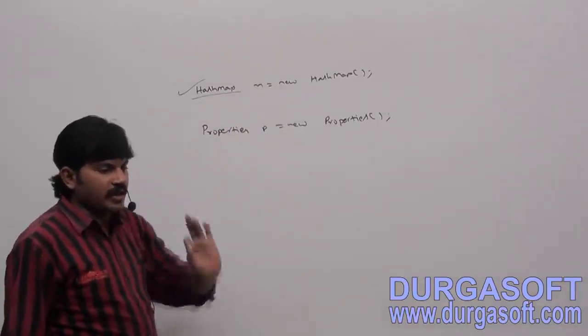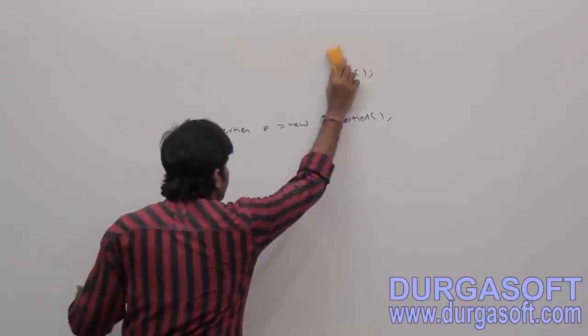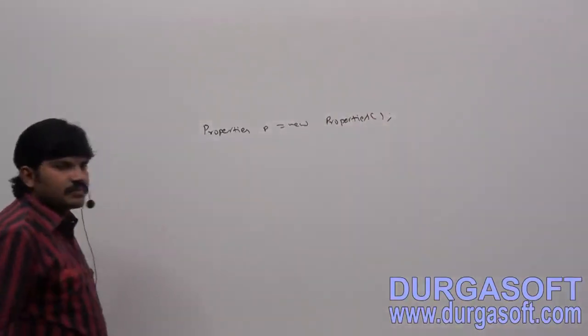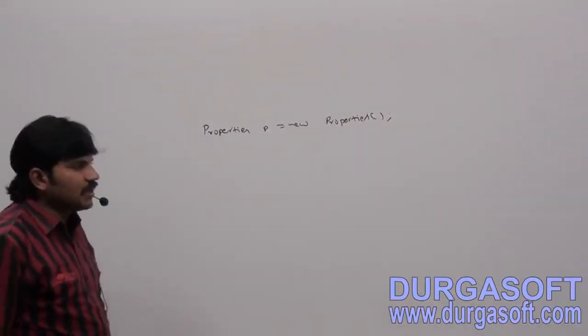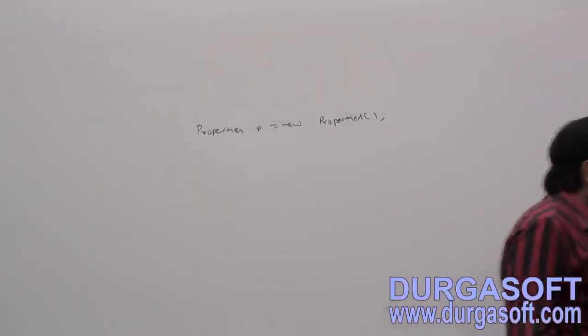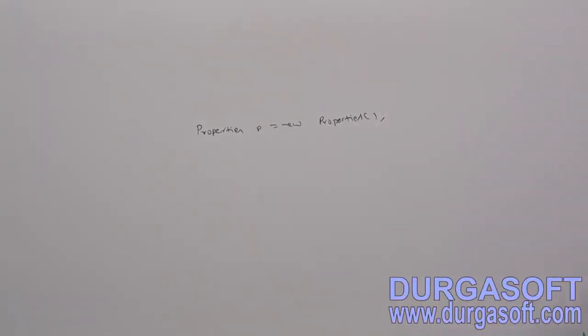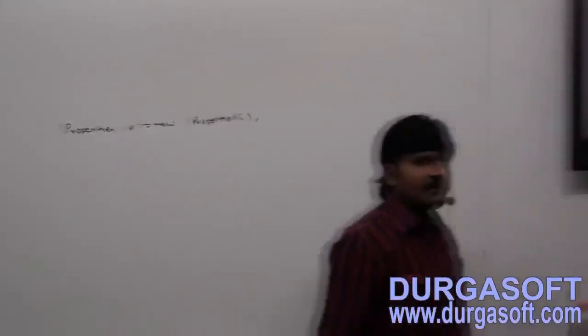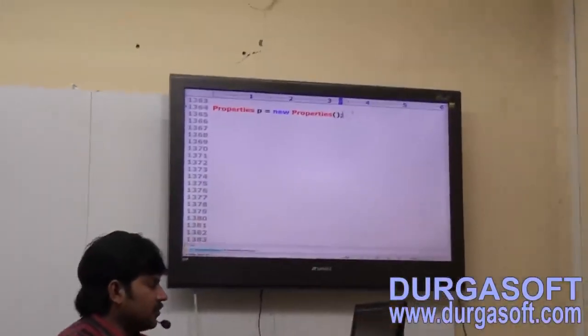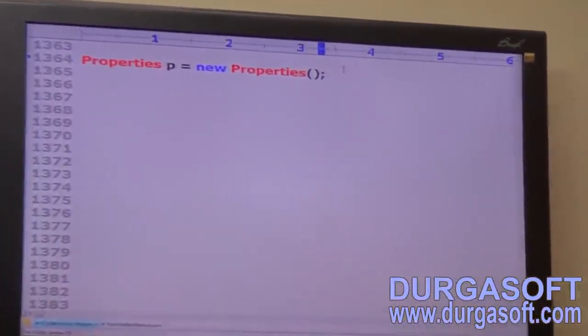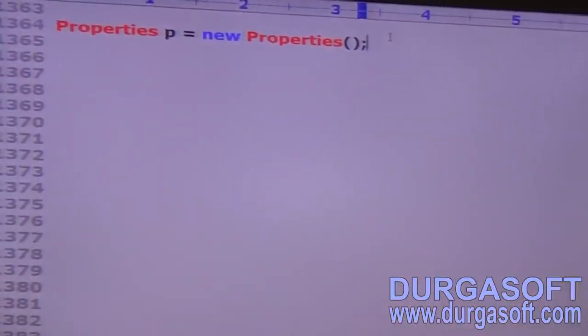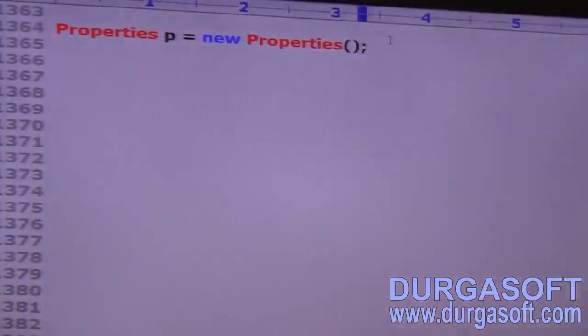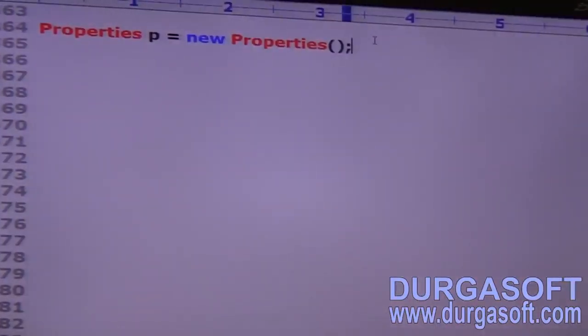Next, the supporting constructor. Only one constructor we are going to discuss. Properties p is equal to new Properties. If you want, you can take it from the screen. Properties p is equal to new Properties. Okay, that's all. Next, what are the various methods present in Properties?